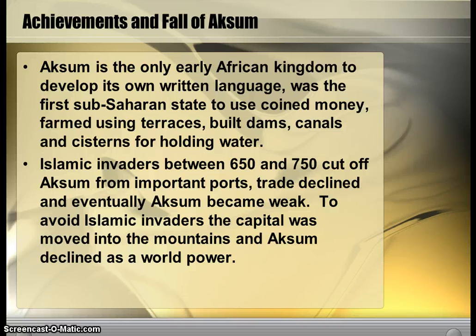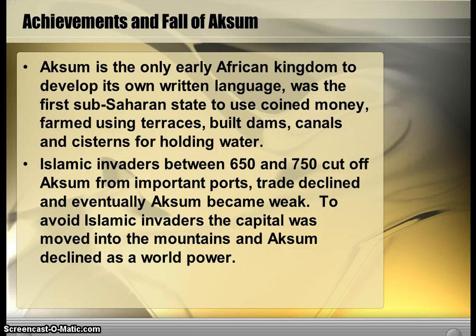Axum was unique in Africa. It was one of the first to develop its own written language. It used coins for money. They farmed using terraces like the Incas in the Americas. They built dams, canals, and cisterns to hold water. A cistern is like a big underground man-made pond that holds water.